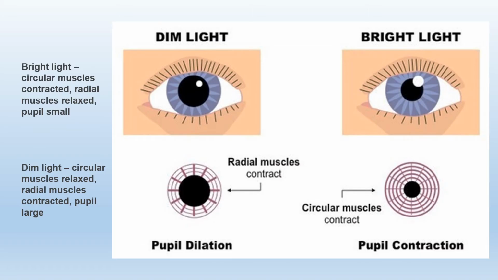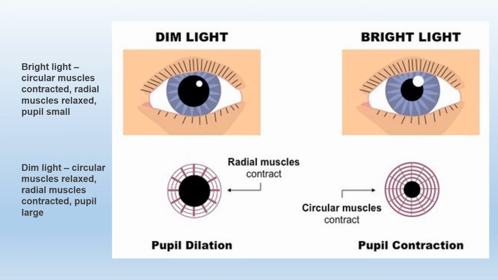That means when one type contracts, the other one relaxes. So our eyes are exposed to different kinds of light. In case of bright light, the circular muscles contract, and as they are arranged in the form of a ring, it constricts the diameter. That means the diameter of pupil is reduced. The size of the pupil is reduced.